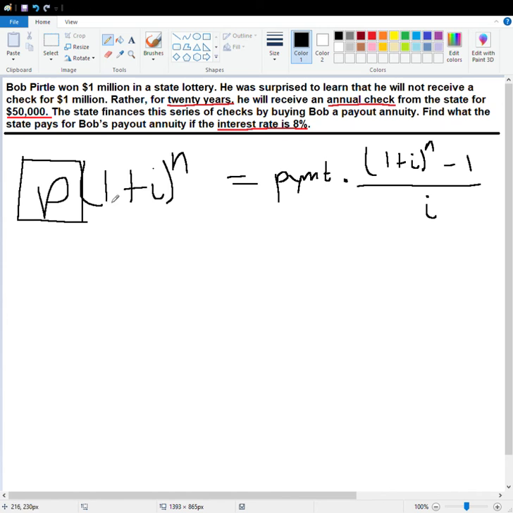For I, I is going to be 8% because I stands for interest rate. So we'll have I equals 8%. In decimals, this is going to be 0.08. And what else do we need? We'll need n, standing for the number of years, times how many checks the state gives per year. But it says annual, so he gets a check every year. So n is simply how many years he will get it for: 20 years. So it's not going to be multiplied by anything.